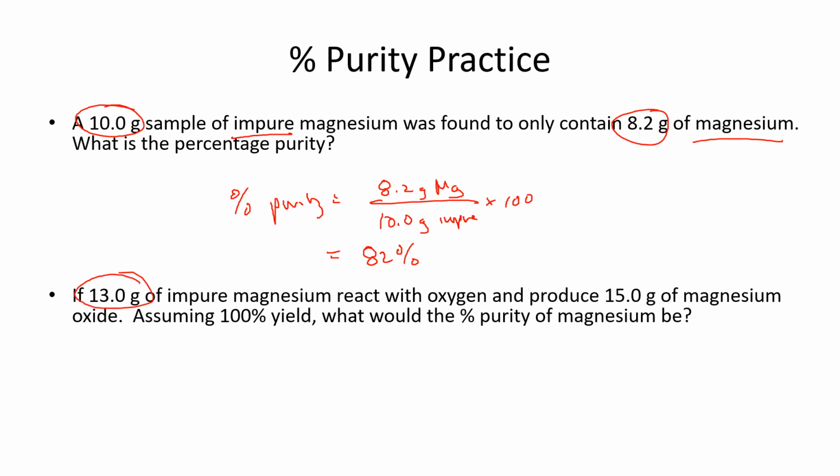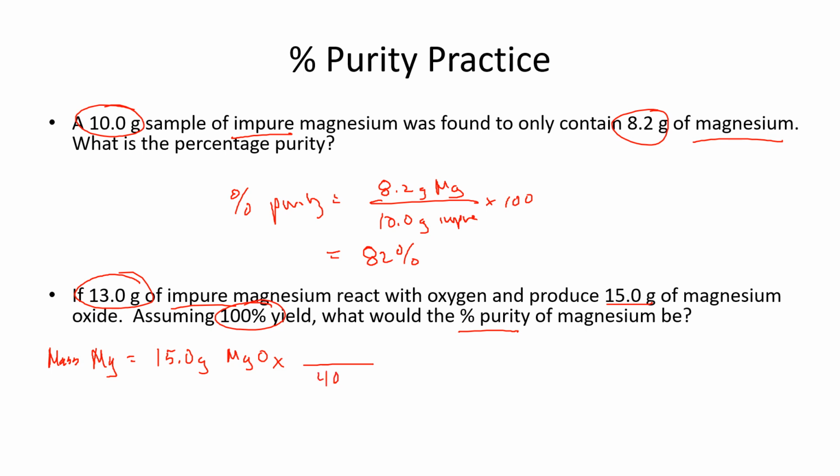So we took 13 grams of this impure magnesium and then reacted it to produce this magnesium oxide. So assuming that it was 100% yield, that we have worked all the kinks out in our experiment and knew that we could get 100% yield, we could work out how much of that 13 grams is actually pure magnesium. So we'll work backwards. We want to know the mass of the magnesium that was actually pure, and we'll take the 15 grams of magnesium oxide, and we'll do stoichiometry backwards to get the mass of magnesium.